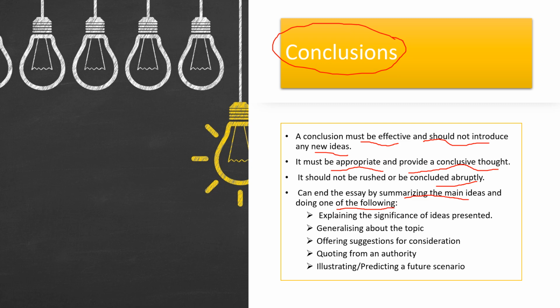First, you can explain the significance of the ideas presented. You can also generalize about the topic. You can offer suggestions for consideration. You can quote from an authority. You can illustrate or predict a future scenario. So basically, for your level, when you write your conclusion, you can give a suggestion or any hopes or recommendations for the future scenario based on the ideas that you have presented in your essay.